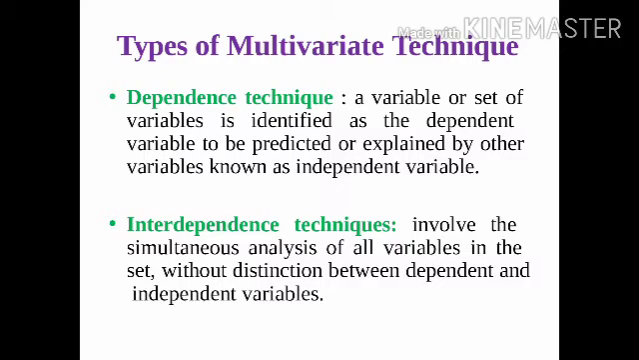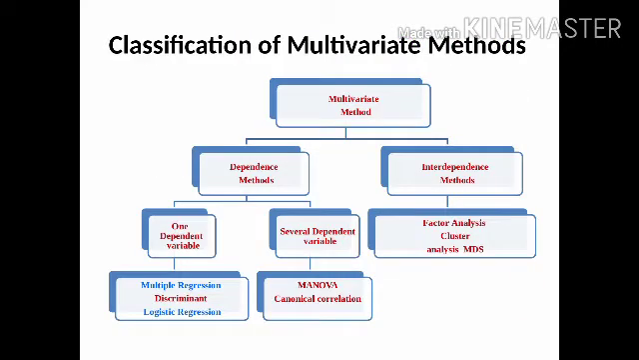There are two types of multivariate technique: dependence techniques and interdependence techniques. In a dependence technique, a variable or a set of variables is identified as the dependent variable to be predicted or explained by other variables, known as independent variables. An interdependence technique involves the simultaneous analysis of all variables in the set, without distinction between dependent and independent variables. And here you can see the classification of multivariate methods.